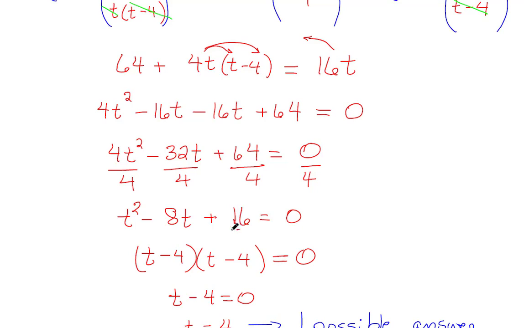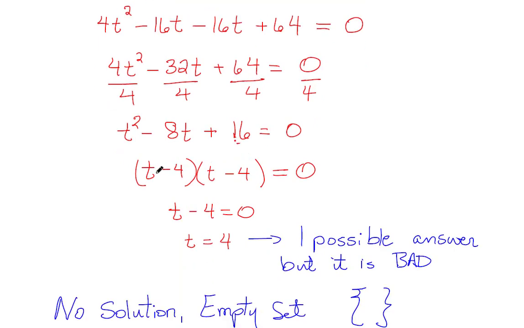Now, this factors into t minus 4, t minus 4. Let's see, why is that? T times t, t squared. Minus 4 times minus 4 is a plus 16. Minus 4, add another minus 4 is minus 8t. And so I set this piece equal to 0, and I get t is 4.